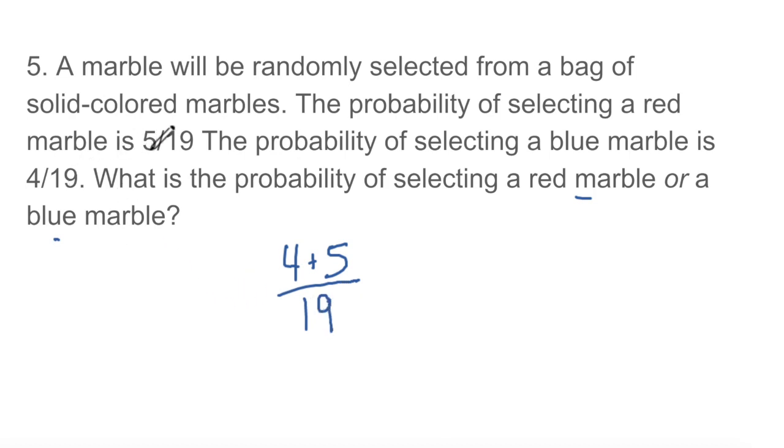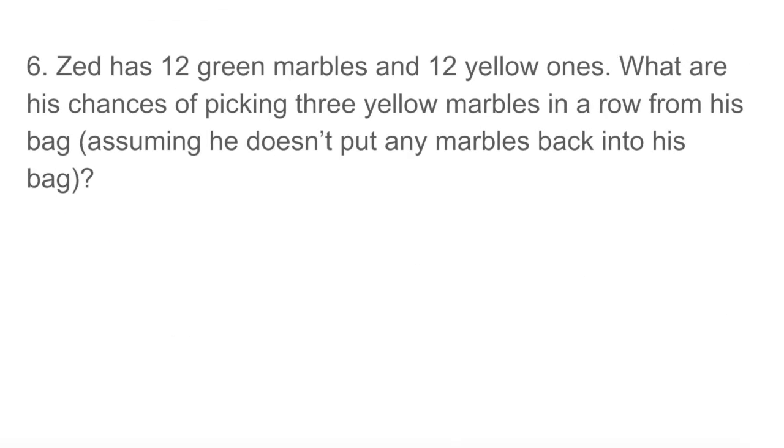So if there were 5 red ones and 4 blue ones, we would add those together. And then we divide by the number of total possible outcomes, which is 19. The 19 doesn't change. We don't add those together, right? Because there are still only a total of 19 marbles in the bag. So we get 9/19.